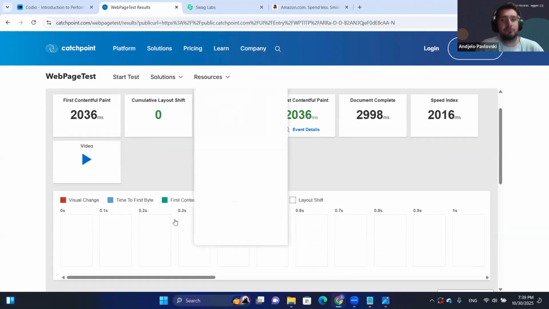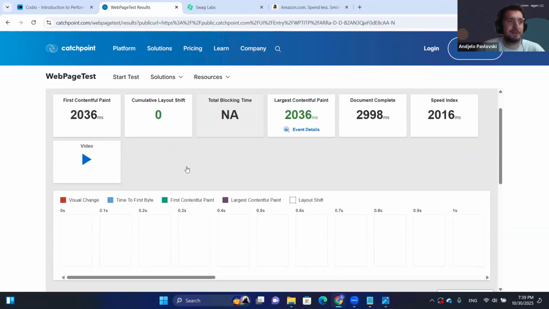And that's about it, in a nutshell for this. Do you have any questions here for the WebPageTest? Any information that you want to know more about?